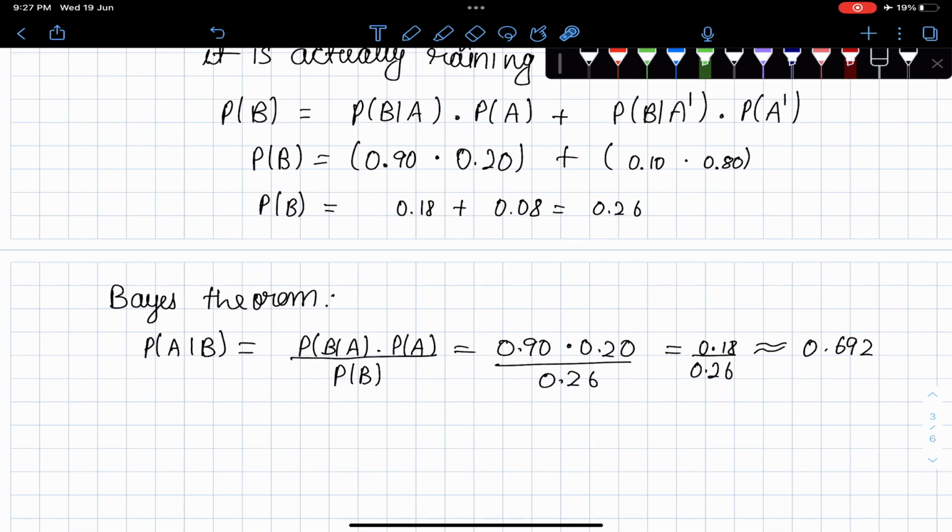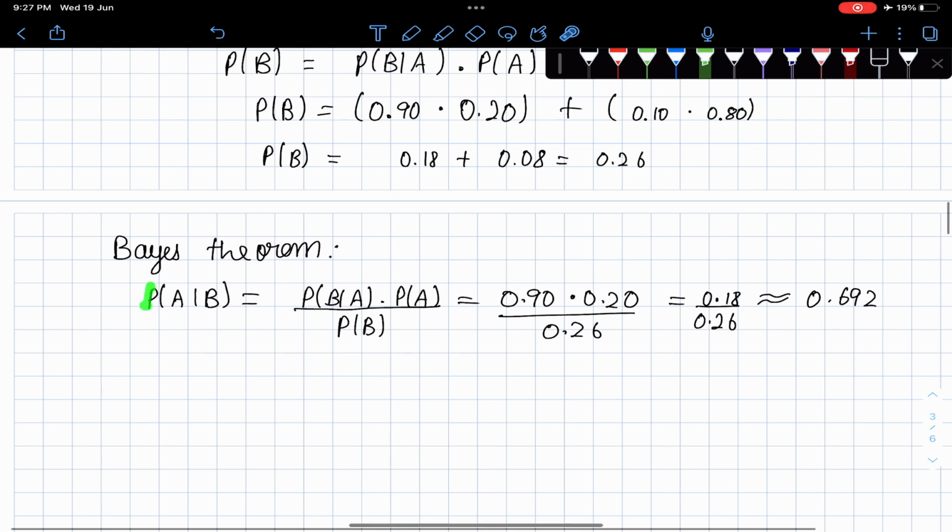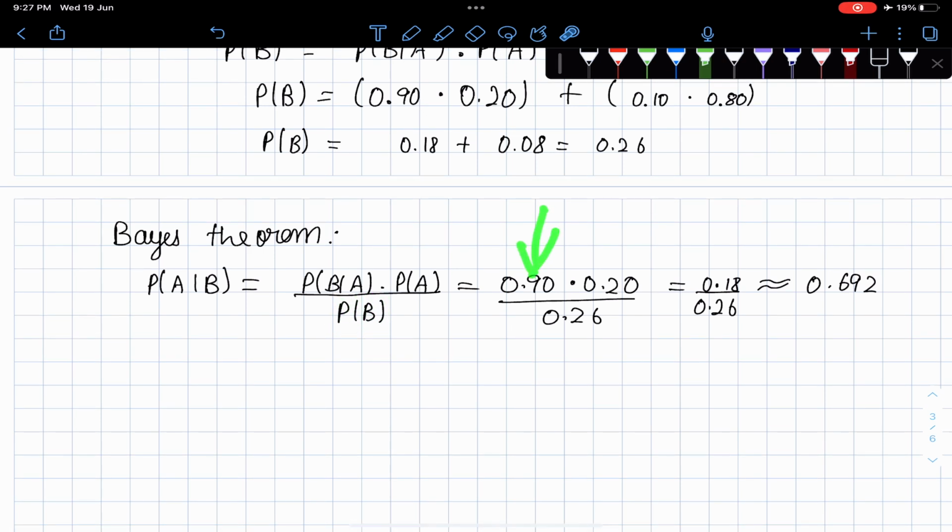Now we'll just put it: what is the probability that it will rain given that the weather forecast predicts it will rain? It is nothing but the probability of the weather forecast predicting rain given raining, times the probability of raining, divided by the probability of the weather forecast predicting it will rain, whether it is raining or not. So we'll just put all the probabilities here and do the simplification.